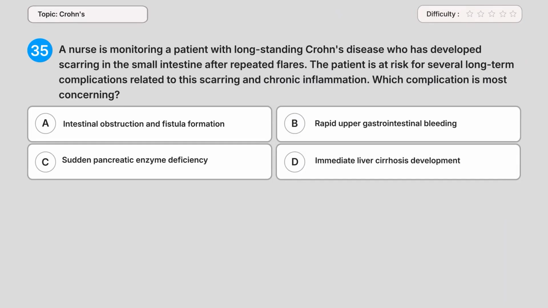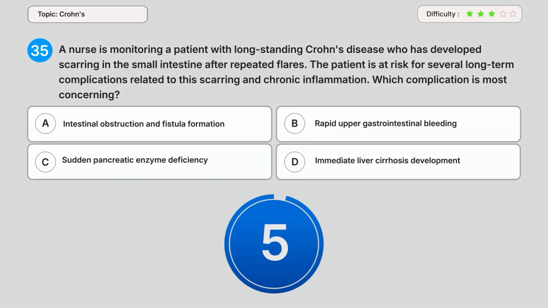Question 35. A nurse is monitoring a patient with long-standing Crohn's disease who has developed scarring in the small intestine after repeated flares. The patient is at risk for several long-term complications related to this scarring and chronic inflammation. Which complication is most concerning? A. Intestinal obstruction and fistula formation. B. Rapid upper gastrointestinal bleeding. C. Sudden pancreatic enzyme deficiency. D. Immediate liver cirrhosis development. Can you guess the answer?